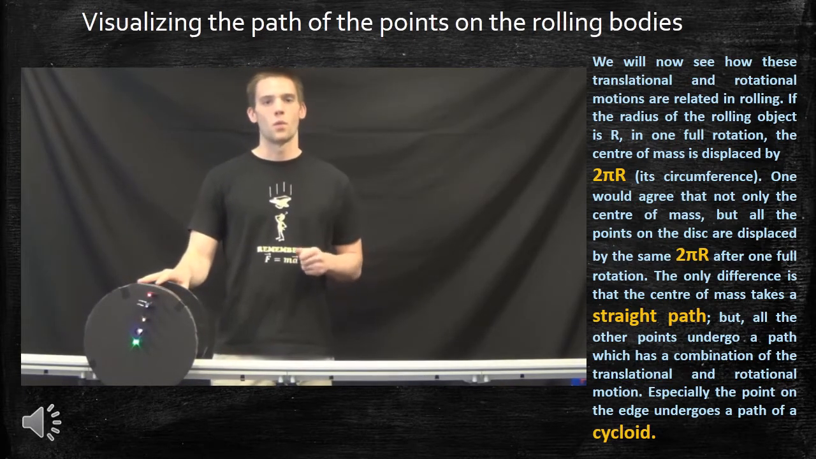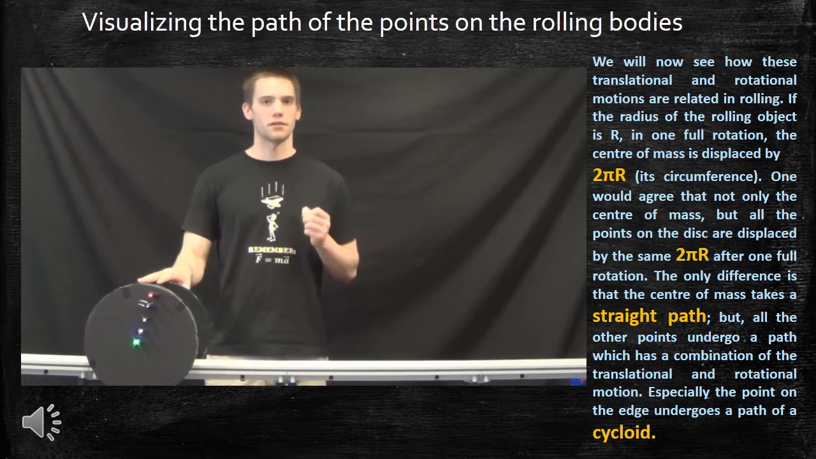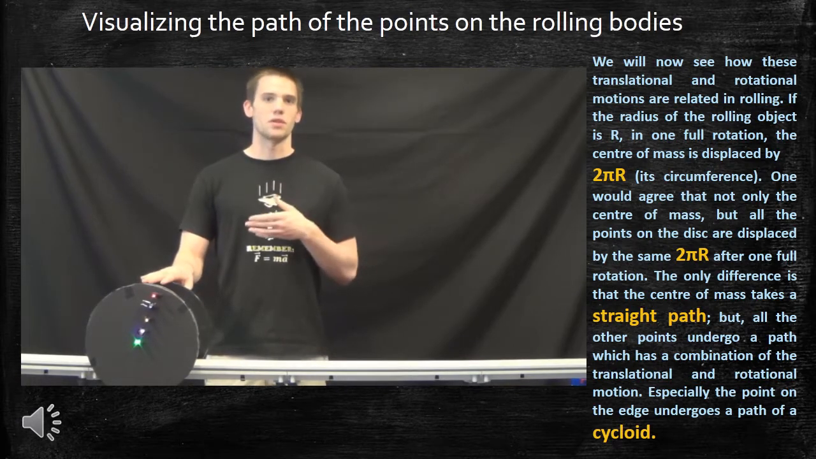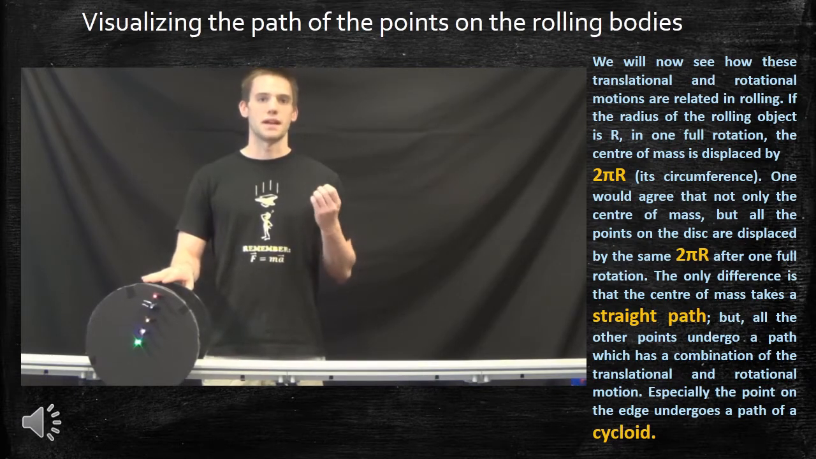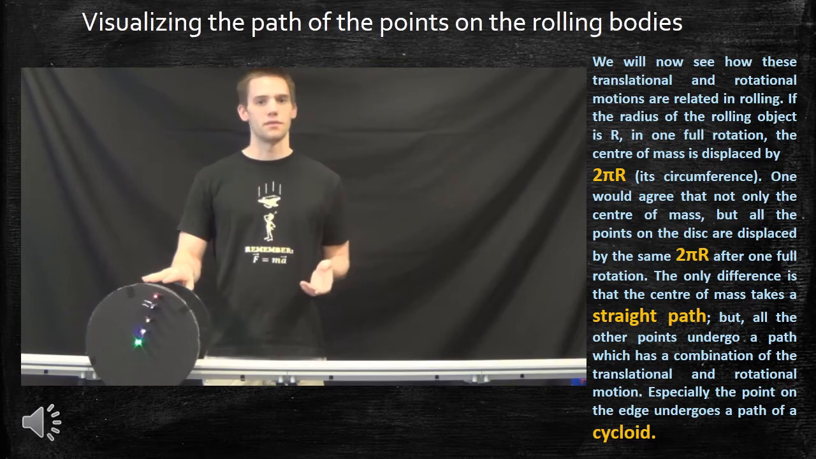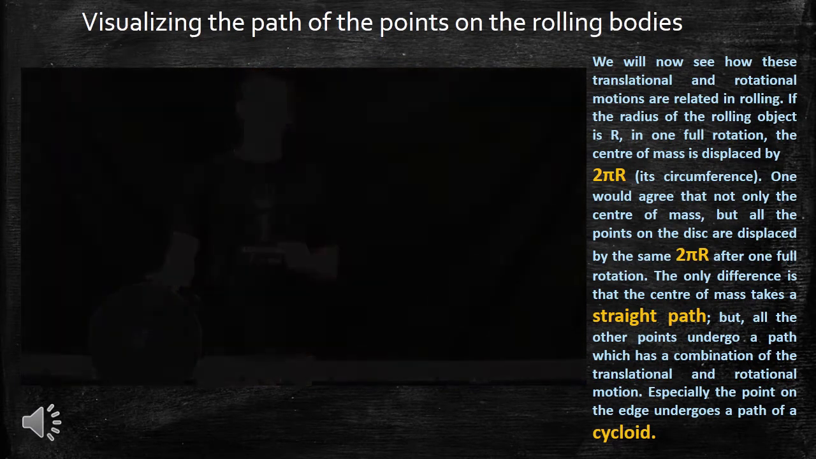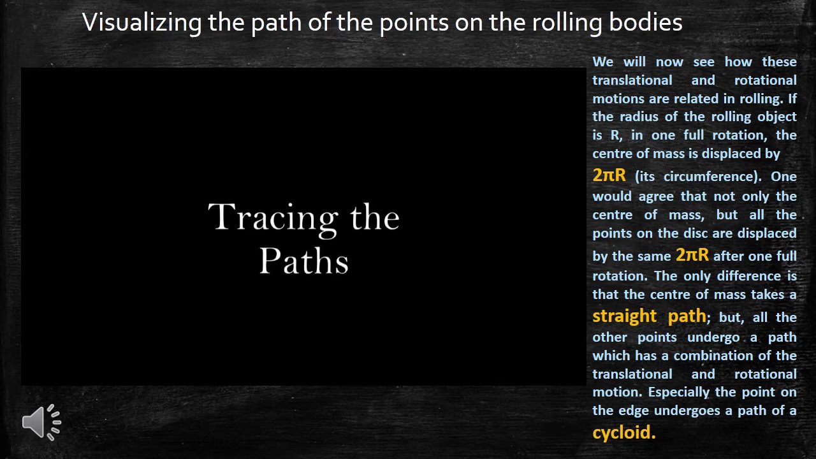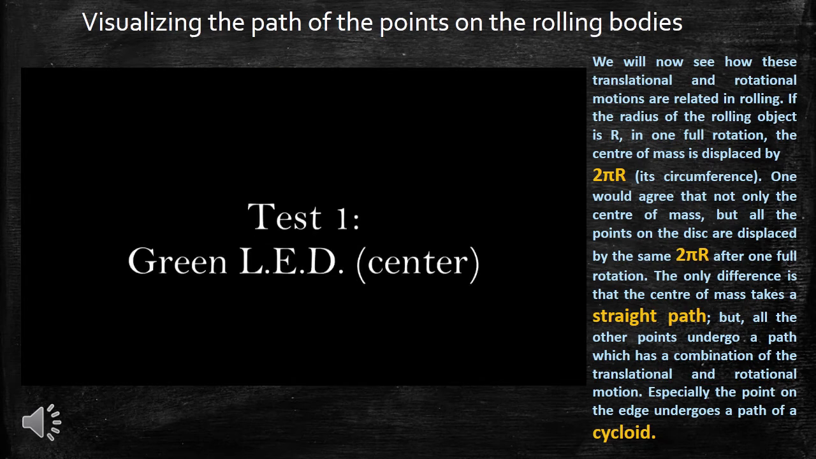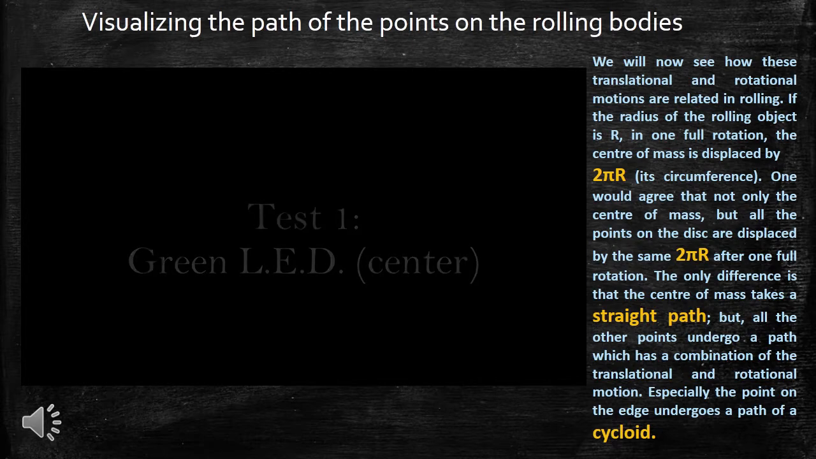The green color LED, that is the location of the center of mass, will have only one motion, that is translational motion. You could see the path of the green color LED, the center of mass, takes place only in a straight line. But the rest of the points on the rolling object will take the path of the cycloid.